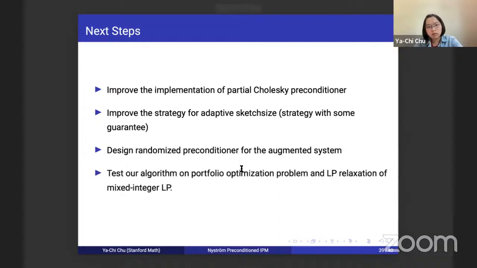And then we also want to test our algorithm on other data-driven problems, such as portfolio optimization, or we want to try the LP relaxation of MILPs, mixed integer linear programming. So this is our ongoing work. A lot of things going on now, and thank you all.